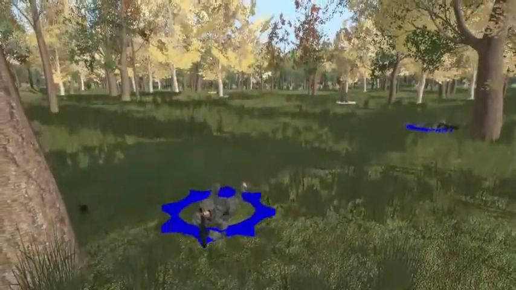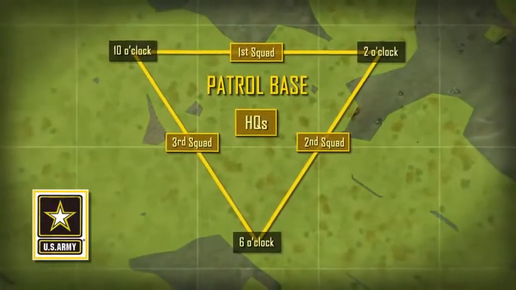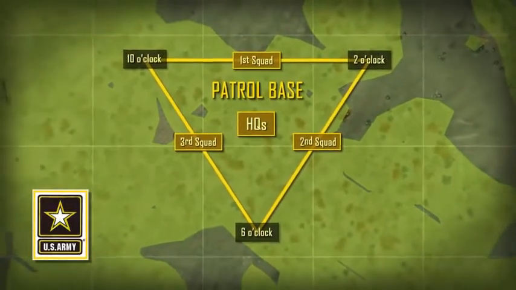The patrol base is a temporary, forward, static position out of which a patrol conducts a series of missions. Understanding the setup of a patrol base can initially be a challenge, but with practice, becomes second nature.